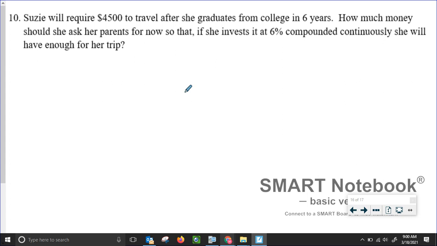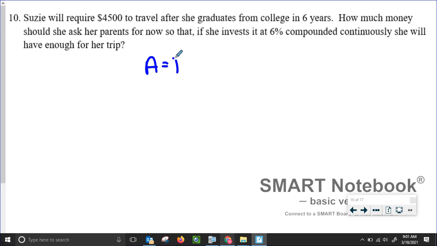Number 10, Susie will require $4,500 to travel after she graduates from college in 6 years. How much money should she ask her parents for now so that if she invests it at 6% compounded continuously, she will have enough money for her trip? Now do be careful here. A lot of students just automatically put this as the initial amount. No, this is how much she needs at the end.